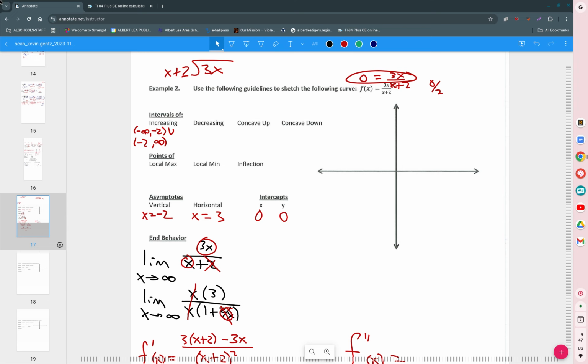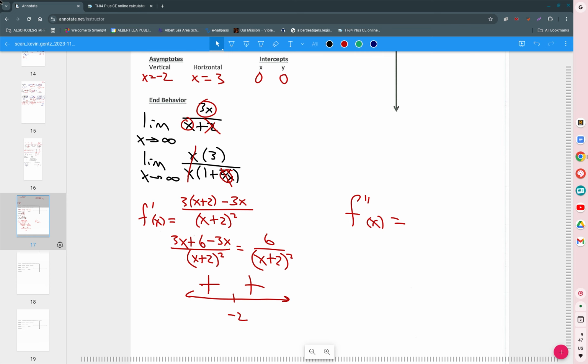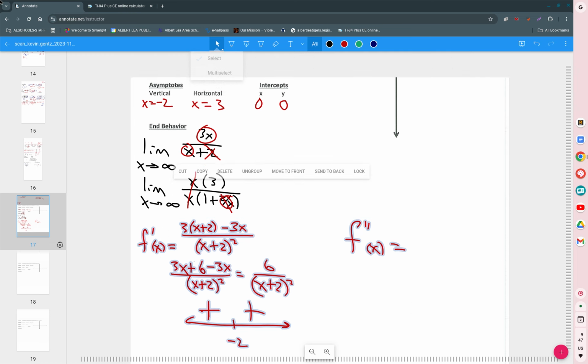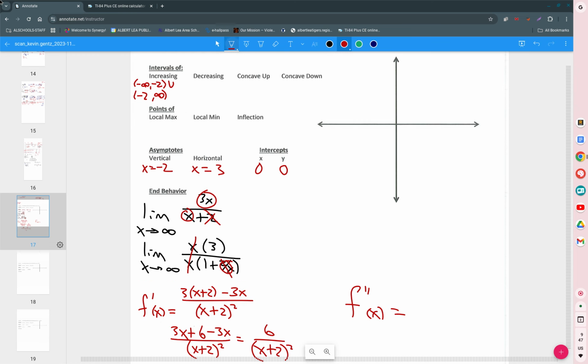The local max happens where it changes from positive to negative. Does it change from positive to negative? No. And it doesn't change from negative to positive. So in this situation, there is absolutely no local min, and there's no local max.